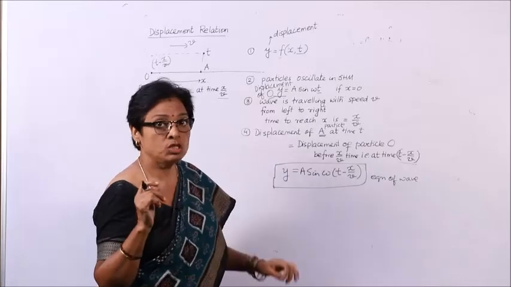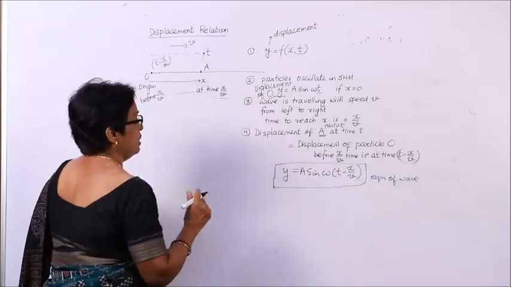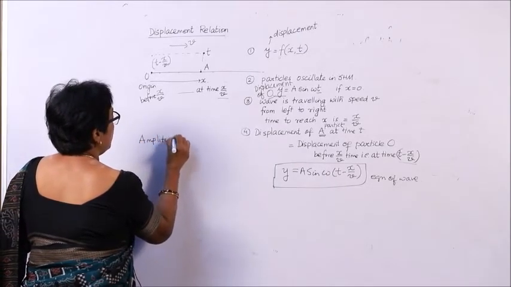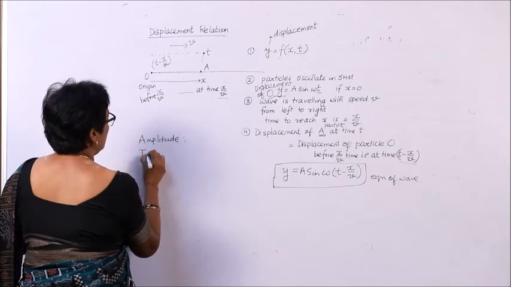Omega is 2 pi by T. So we will define all these things: what is the amplitude of the wave, what is the frequency of the wave, what is the time period of the wave.